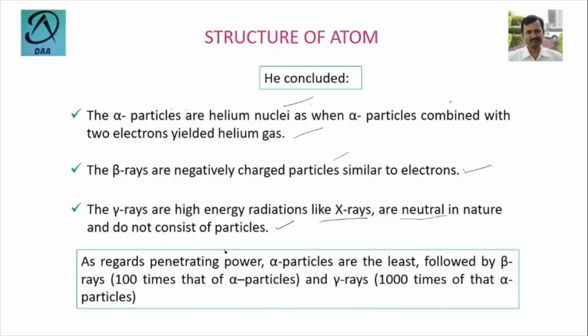As regards penetrating power, the alpha particle has the least. The beta particle has 100 times more penetrating power than the alpha particle. But gamma rays have almost 1000 times that of the alpha particle. So gamma rays have the greatest penetrating power among alpha particles, beta rays and gamma rays.